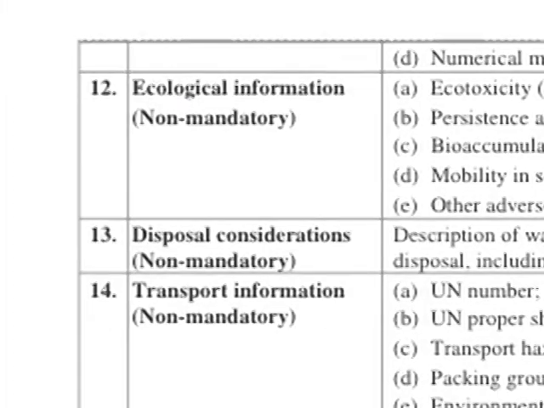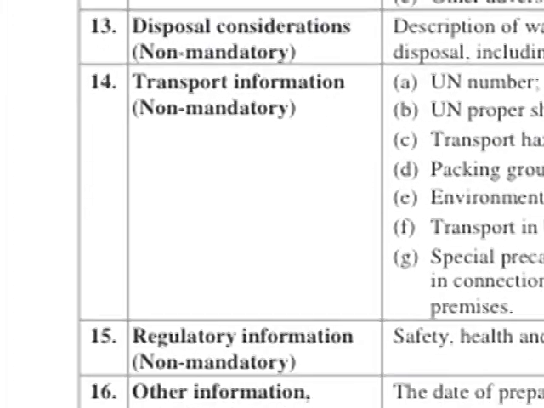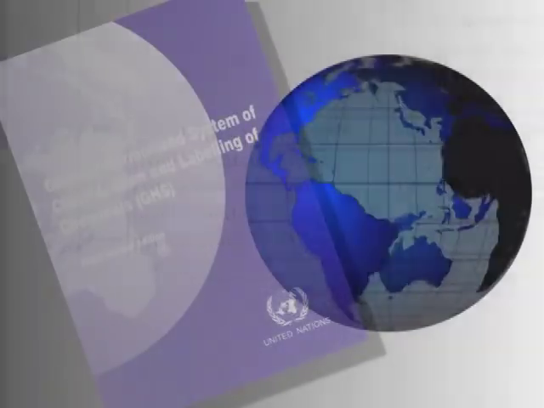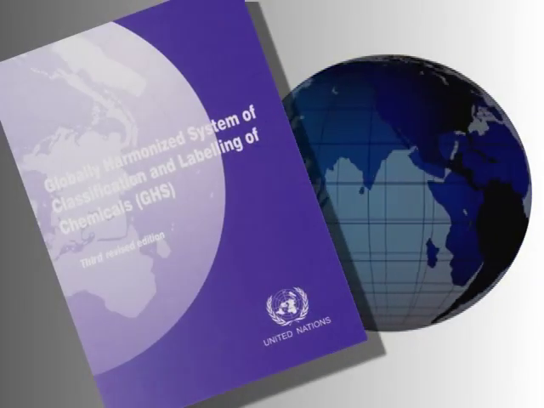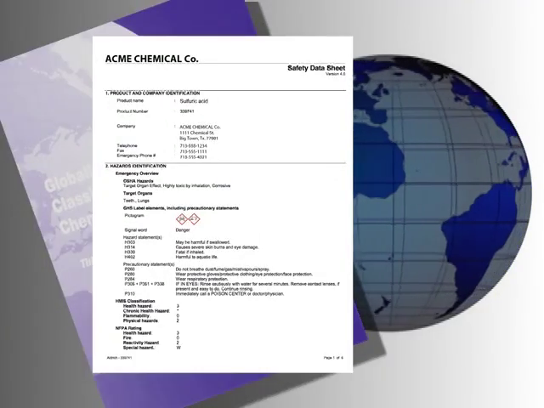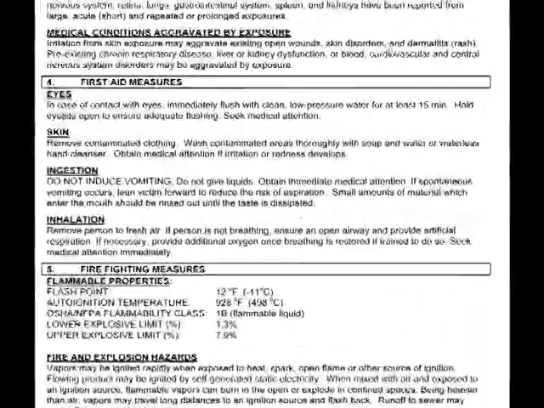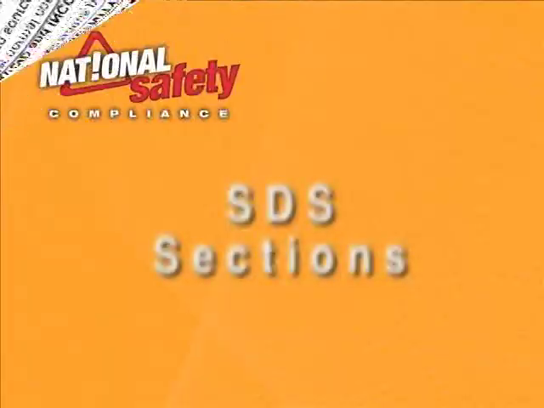Sections 12 through 15 fall outside of OSHA's jurisdiction and therefore are not mandatory regarding OSHA. They are part of the globally harmonized system of classification and labeling of chemicals and will often be included on the SDS. For this reason, they are included in this training program. Here are the 16 different sections of the SDS as required by OSHA.